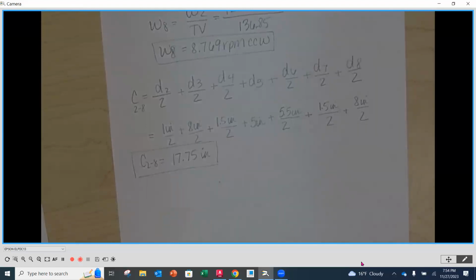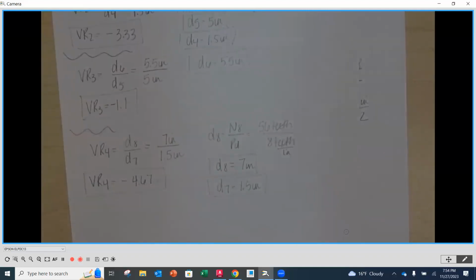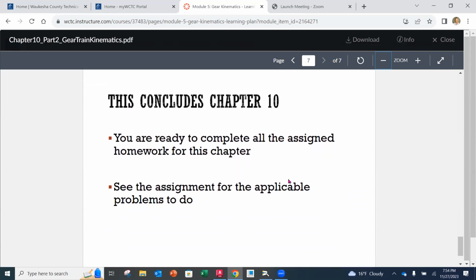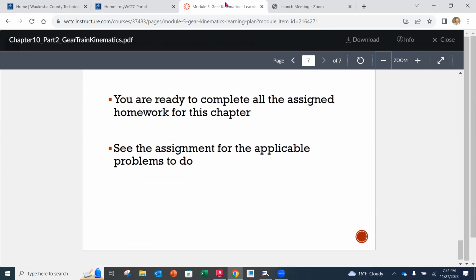All right. So let's take a look at where we're at on our PowerPoints. We should be nearing the end. Okay. So this concludes, look at that, this concludes chapter 10. So you're ready now to complete all of the assigned problems in this chapter, including the ones that we had done before our break. And then let's look at the assignment to see which problems we are going to focus on and do.